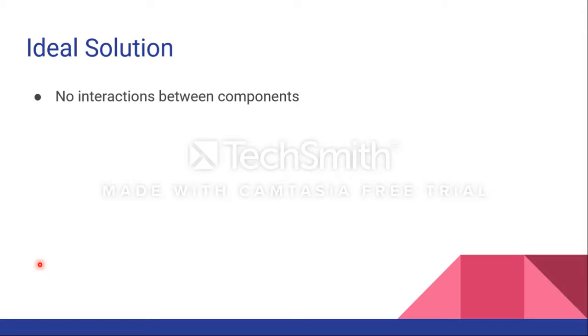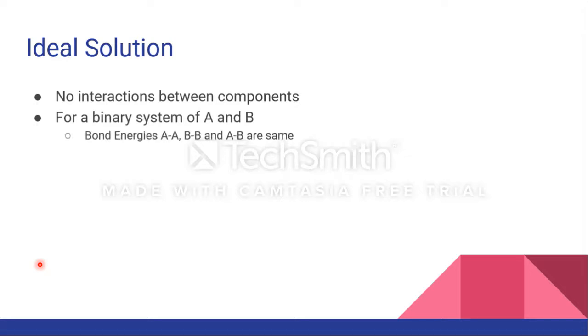So if you have a solution which comprises two components A and B, the ideal solution model assumes that the bond energy between the A and A atoms, between the B and B atoms, and between the A and B atoms are the same. So this implies that there is no attraction or repulsion between the A and B atoms, and therefore we can assume that the delta H of mixing is zero.